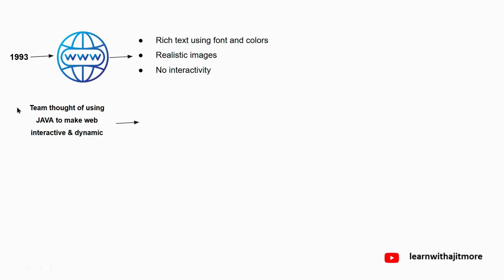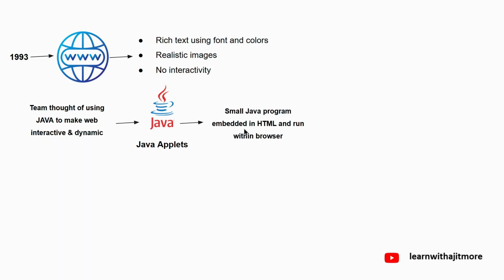Don't worry. So they thought of making the internet dynamic by using Java, and they came up with a concept called applets. And what are applets? Java programs. They are small Java programs embedded in HTML and viewed in the browser. Means they are run by the VM, but the output is seen in the browser. Small Java program embedded in HTML and run within a browser.